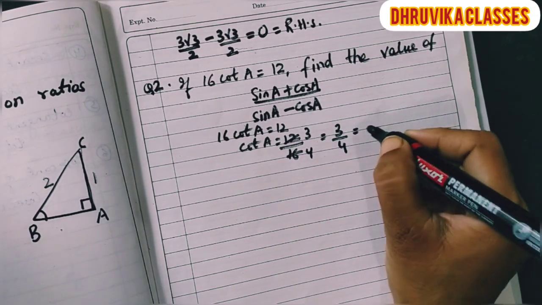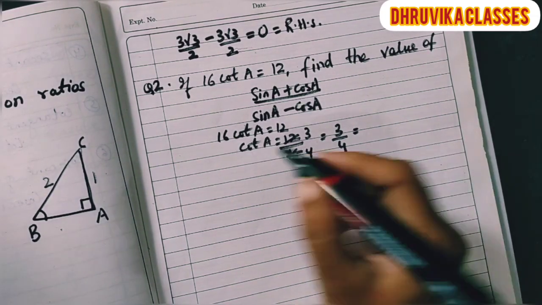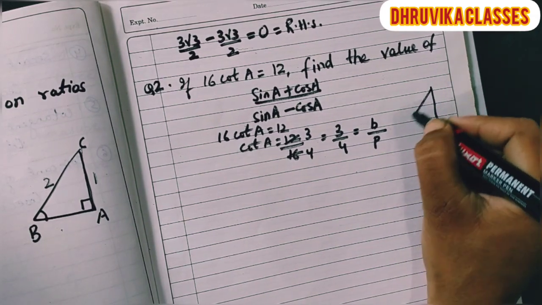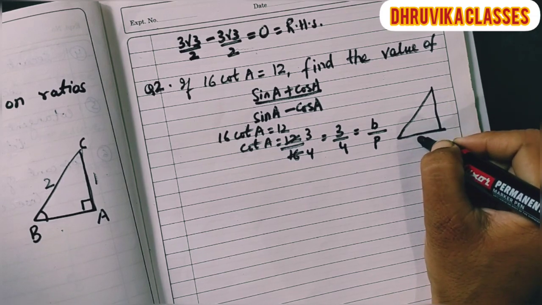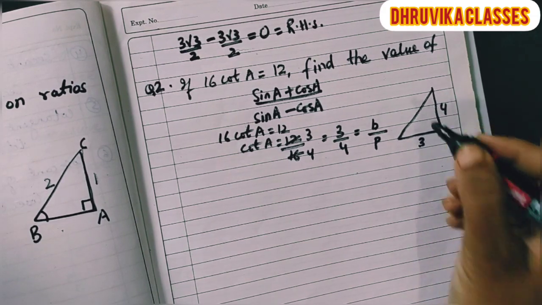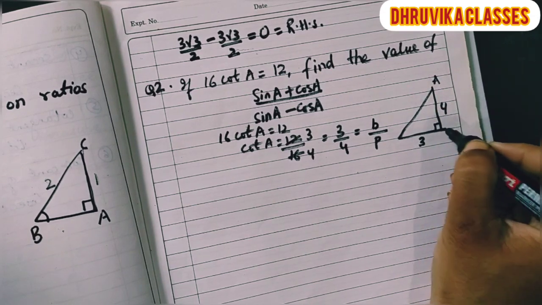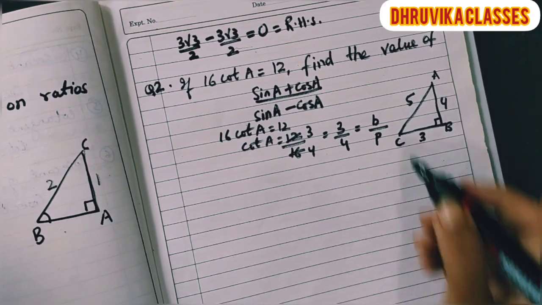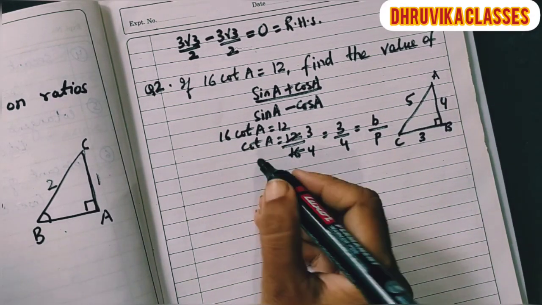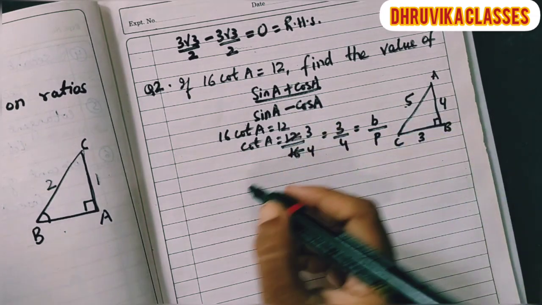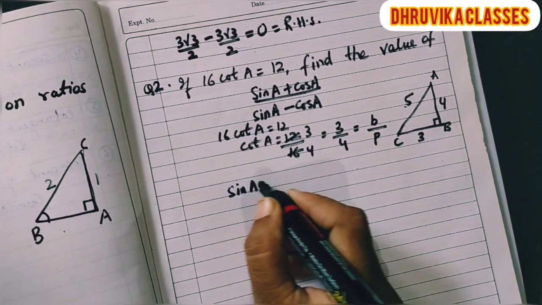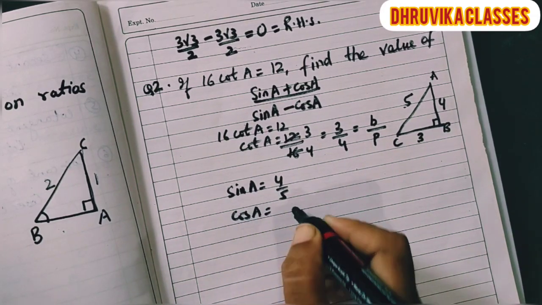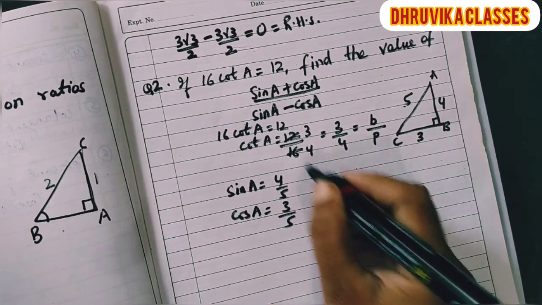So what is cot A actually? Cot A is the reciprocal of tan A, that is B by P. Now in the triangle, what is B here? Base 3, perpendicular is 4. So if you apply Pythagoras theorem, you can see it is a Pythagorean triplet and this will come out as 5. So one way is, if hypotenuse is 5, you can easily put sin A as perpendicular by hypotenuse, and cos A as base by hypotenuse.